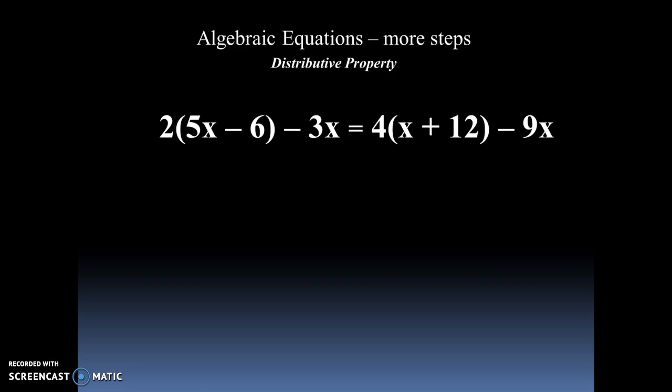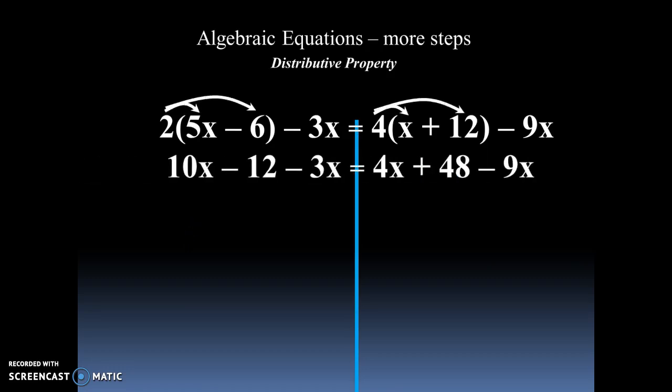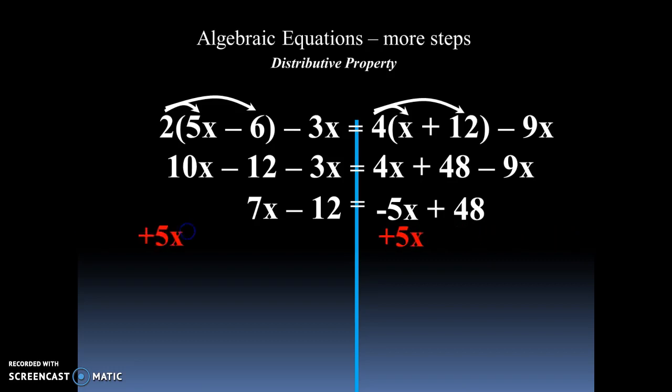Deep breath. We have lots of expanding to do and then cleaning it up. So, distributive property, both sides. Got that clear? Now, simplify both sides. 10x minus 3x is 7x. 4x minus 9x is negative 5x. Which side are you going to get rid of the variable? That's right, negative 5x is the smaller one. So I'm going to add 5x to both sides to get rid of it on the right.